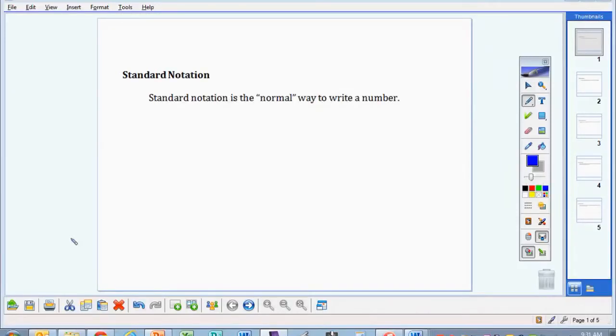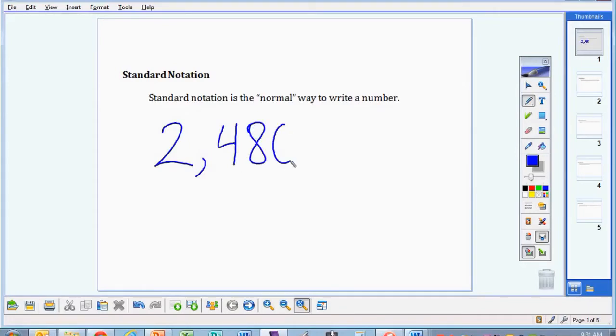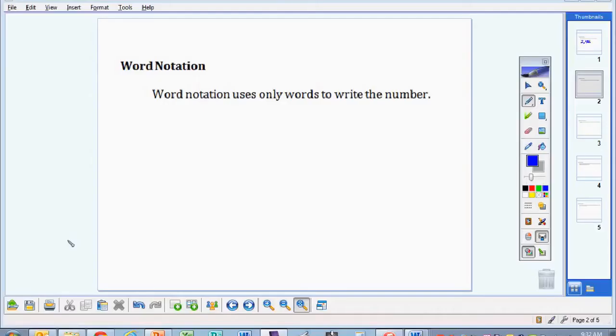Standard notation is what we would say is the normal way of writing a number. Standard notation would just be like 2,486. That is considered standard notation, the way we normally write numbers on the number line and when we normally interact with numbers. Word notation is taking the number we have and writing it out, spelling it out in words.